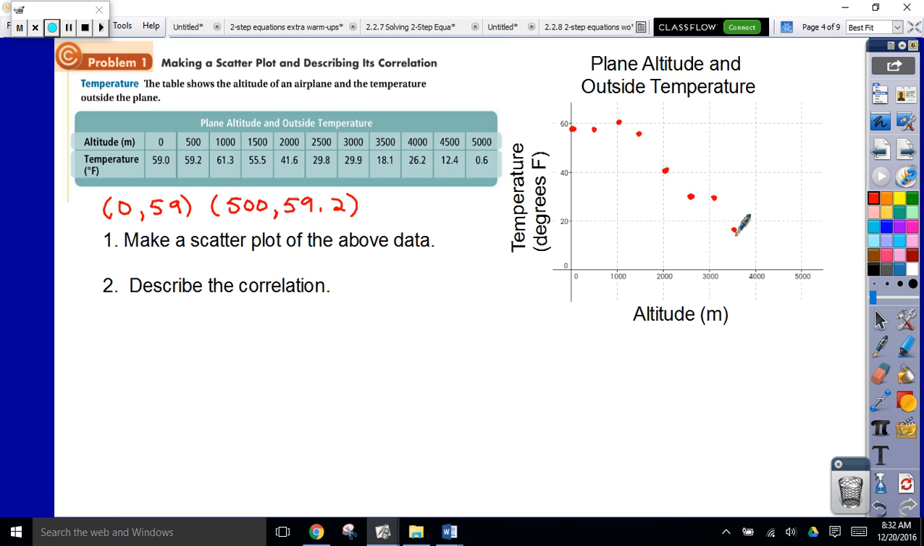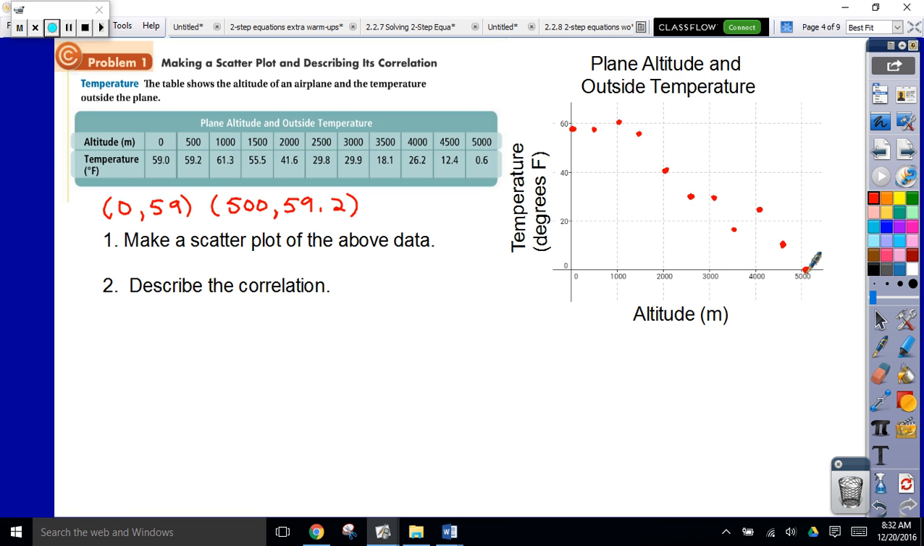At 4,000 meters, it goes back up to 26.2. At 4,500 meters, it goes down to 12.4. About the halfway point here. And then at 5,000, it is 0.6 degrees, so that's pretty much, I meant to draw that up a little bit, my pen's not quite calibrated correctly. Okay, so what kind of a correlation does that appear to have?